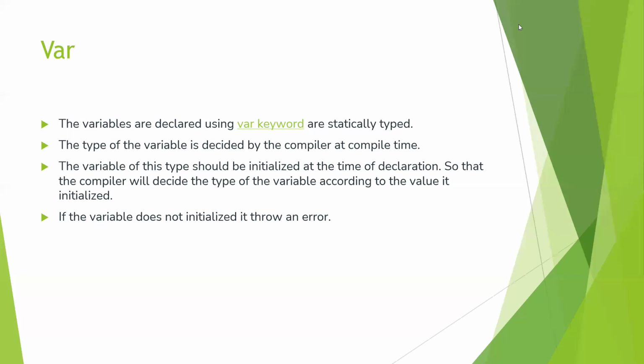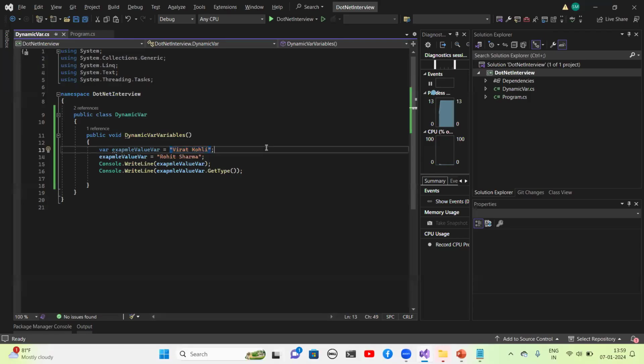So let us go back to Visual Studio and try to leave this uninitialized. See what it says. It says implicitly typed variables must be initialized. So it is directly saying that if you're making it a var, make sure the value you're declaring must be initialized.